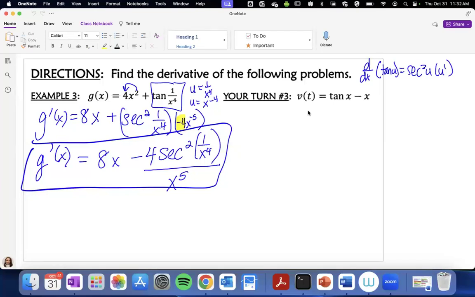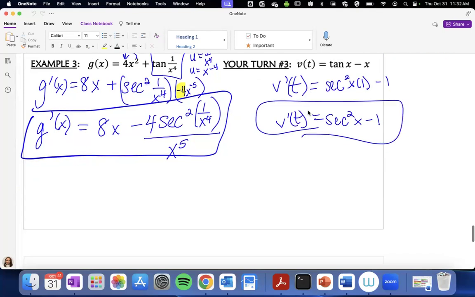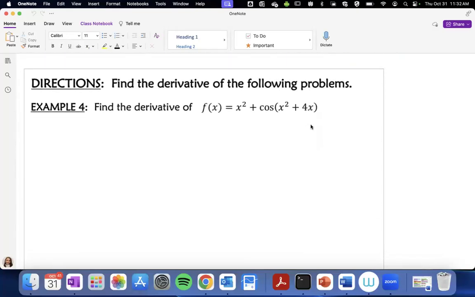And I'm going to write it up as you go because we have a little bit of time. This one's pretty easy. Did you get secant squared x minus 1? Okay. And then, can I just show you this last example real quick so that you have it? Yeah. Because the only thing that was in there was x.